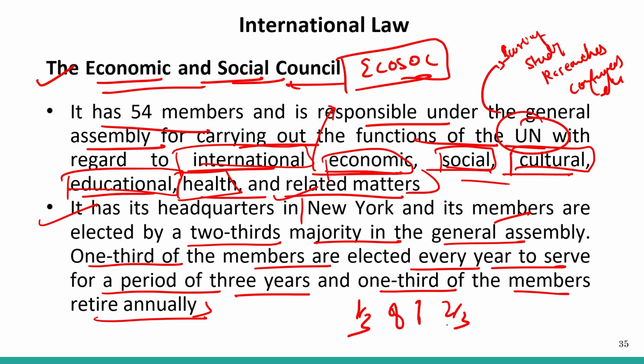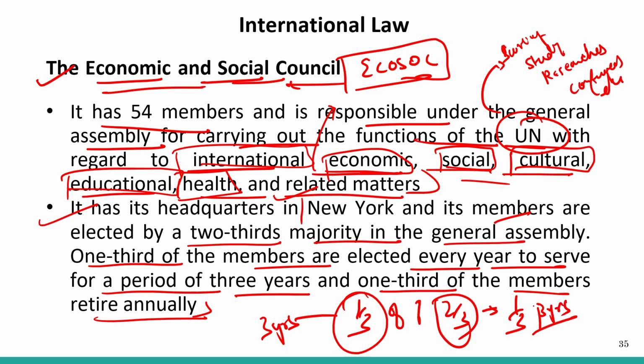So 2/3 will still be there. So the 1/3 who will be elected will serve a period of 3 years, and out of this 2/3, there will be 1/3 members who have completed their tenure of 3 years and now they will retire every year. Understood? So this is the whole process of the election and the nomination, and the headquarters is located where.